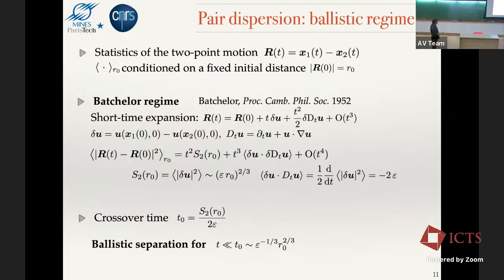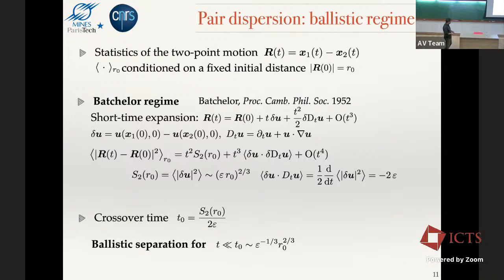And now this ballistic regime will end at a time shorter than the time at which this thing is becoming larger than that, so when my expansion is fading. Now if I balance these two terms, I get this crossover time between ballistic and what's happening later. And this crossover time, you see, I can rewrite this way. It's nothing but the turnover time at my initial scale.